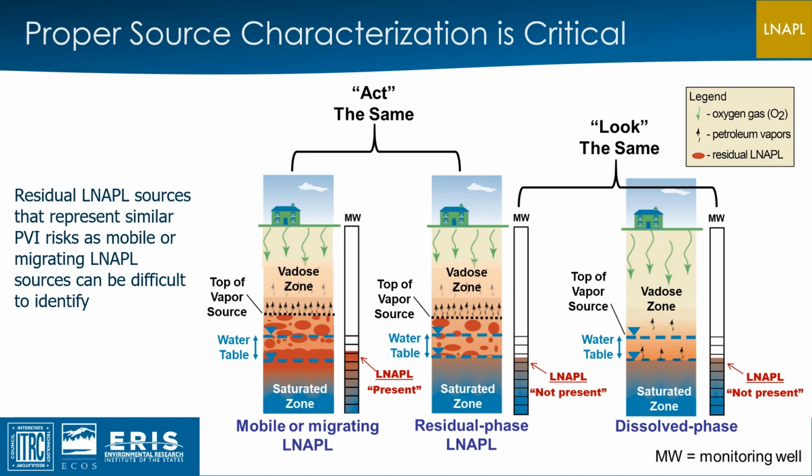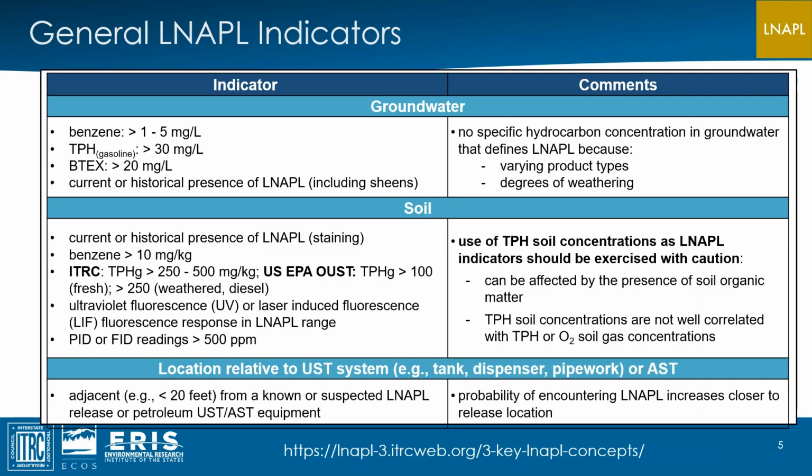Identifying where LNAPL is present can be tricky, however, especially for residual phase LNAPL, which is not going to appear in monitoring wells. Because of that, residual LNAPL sources are often mistaken for dissolved phase sources, even though they represent a PVI risk that is more similar to the one where LNAPL is mobile or migrating or actually appearing in wells. To help with identifying residual LNAPL sources, ITRC published a table of general LNAPL indicators.